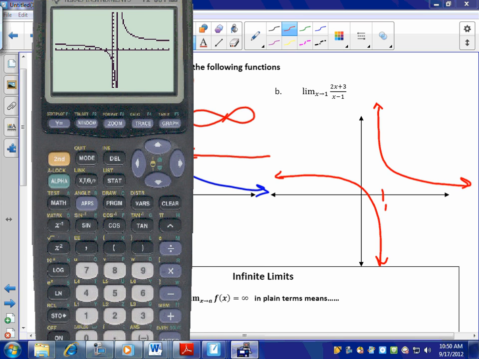Ina says no. Oh, okay. So it dips down here. It's okay. It's okay. It's gonna be okay.